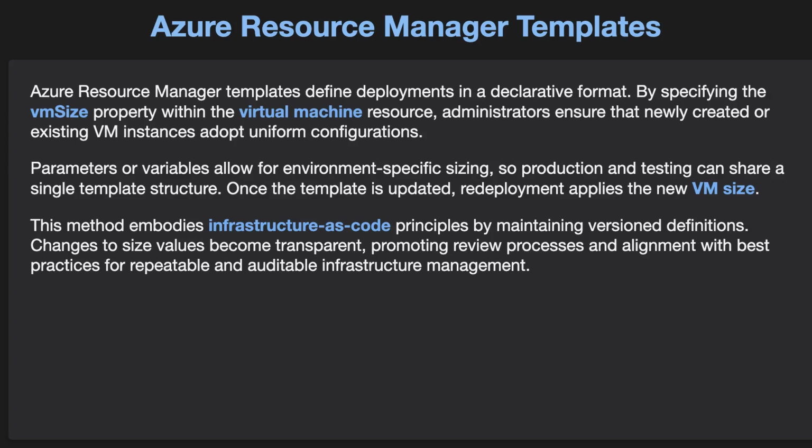Azure Resource Manager templates define deployments in a declarative format. By specifying the VM size property within the virtual machine resource, administrators ensure that newly created or existing VM instances adopt uniform configurations. Parameters or variables allow for environment-specific sizing, so production and testing can share a single template structure. Once the template is updated, redeployment applies the new VM size.